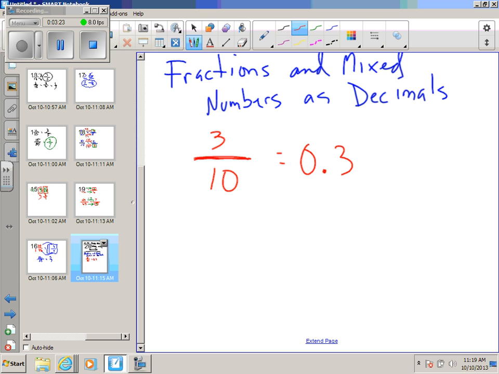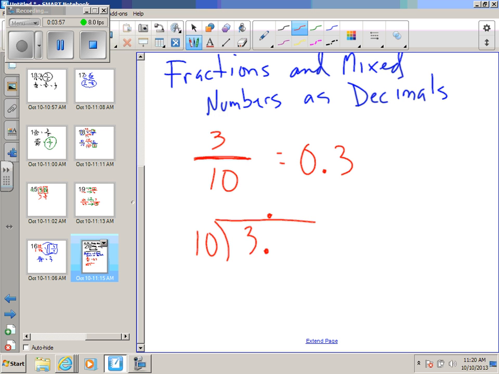Now, 3/10 is this. 3 divided by 10. Say, wait a second, wait a second, wait a second. You can't do that. How can you divide a smaller number by a larger number? Think back to big boy math. What is it that we did? We put a decimal there and we carried it right up.